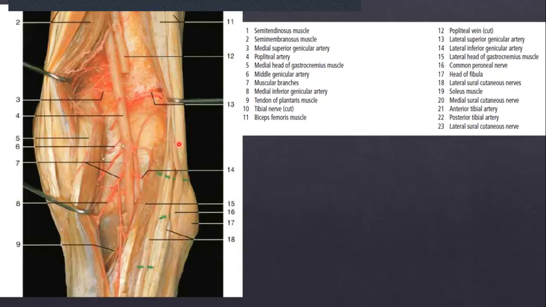That is the middle genicular artery, which supplies the intracapsular structures, but it does not form the genicular anastomosis. Note that the middle genicular artery does not participate in the formation of the genicular anastomosis.